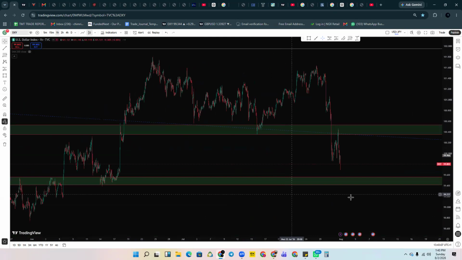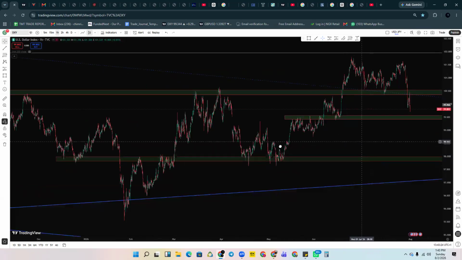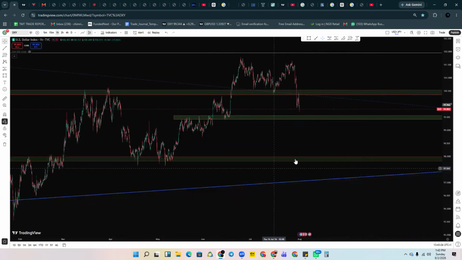We expect price to either be on this zone, we test this zone and continue the bullish trend, or we have price breaking out from this zone and we start looking out for price going lower.